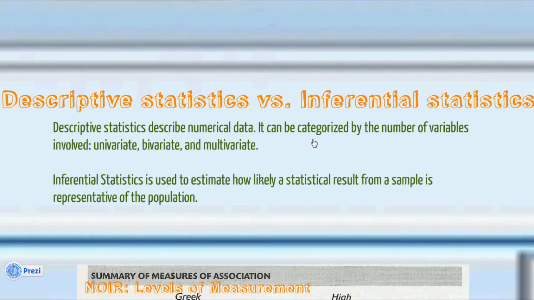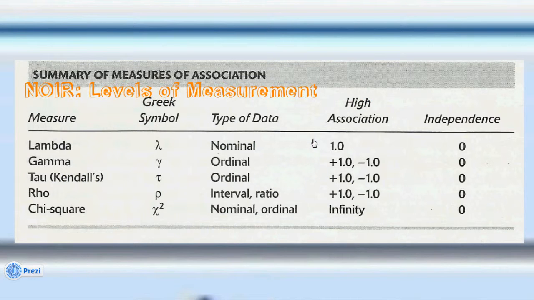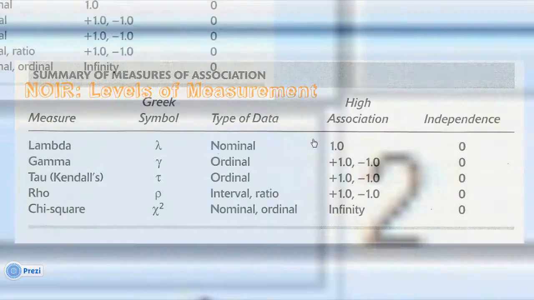Descriptive statistics versus inferential statistics. Descriptive statistics describe numerical data, while inferential statistics is used to estimate how likely a statistical result from a sample is representative of the population. This is a summary of measures of association. We can see here the levels of measurement: nominal, ordinal, interval, and ratio.